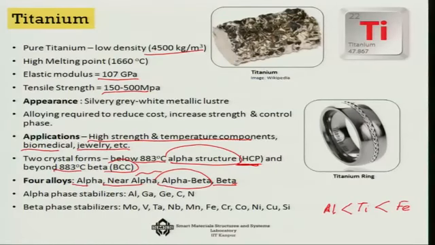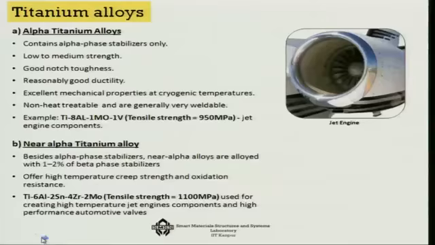For the alpha phase, some of the materials generally used for stabilization are aluminum, gallium, and germanium, or carbon or nitrogen; even oxygen is used for alpha phase stabilization. For the beta phase, there are molybdenum, vanadium, tantalum, niobium, manganese, iron, chromium, cobalt, nickel, copper and silicon. They are used for beta phase stabilization. So, that is titanium as such. Now, titanium's alloys, let us talk a little bit about them.